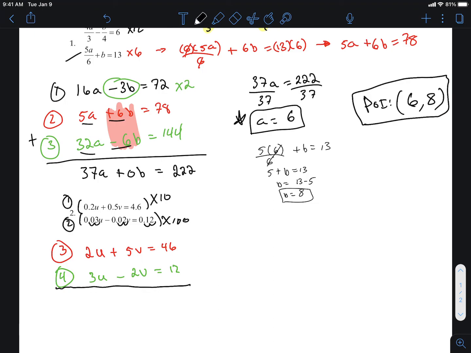It might be a bit of a hassle to rearrange those things for one of the variables. Not to mention, once you do that, you're probably going to have some fractions to deal with. So I would just use elimination for this. So again, what variable do you want to get rid of? U or V?